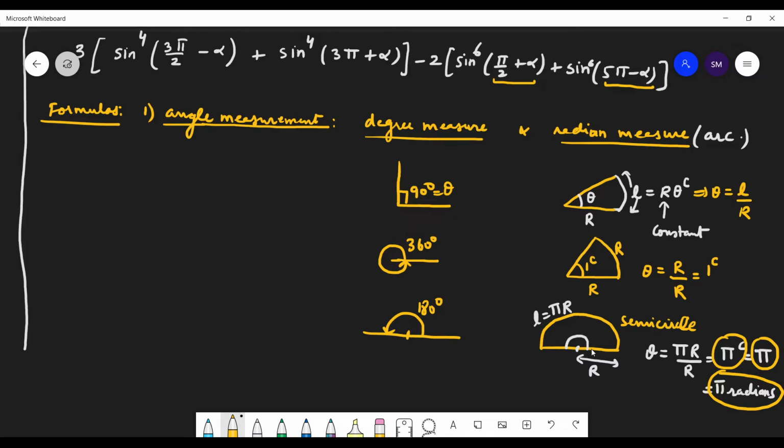Now let us see the third concept, the unit circle. What is this unit circle? Unit means 1. So the circle's radius is equal to 1. The circle whose radius is 1 unit is a unit circle. So let us draw a unit circle over here. The radius is 1 unit, so this is 1 unit.